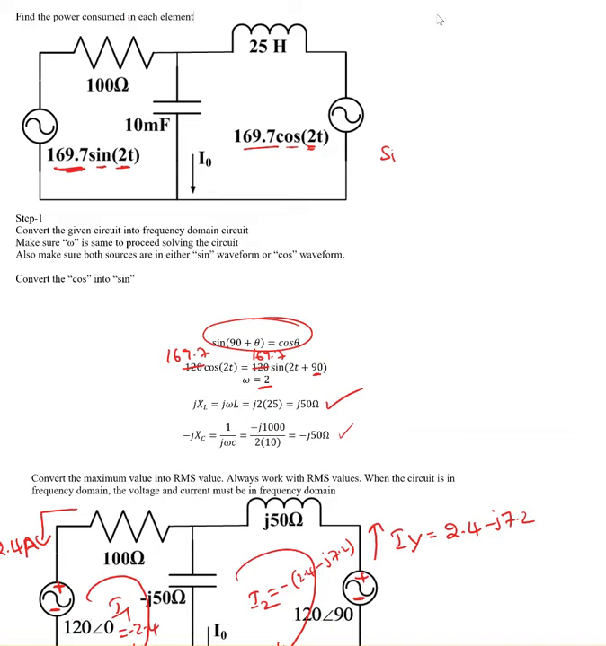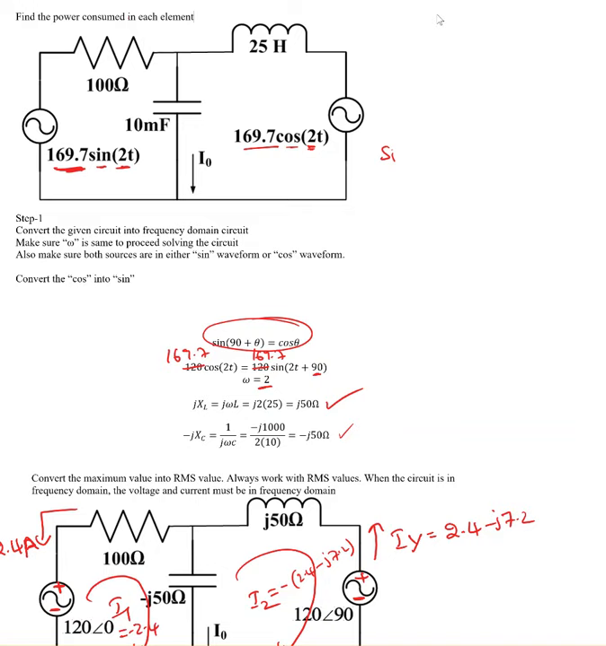If omega is different, then we have to solve it using the superposition theorem, which I haven't talked about, and in this chapter we're not going to talk about it, so don't worry about the superposition theorem. So assume that if omega is different, then we have to solve it using superposition. Now our goal is to find the power supplied or power consumed by each element.